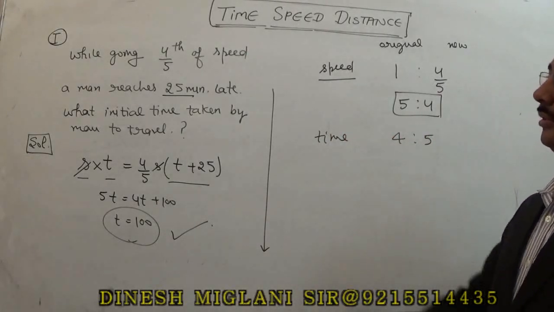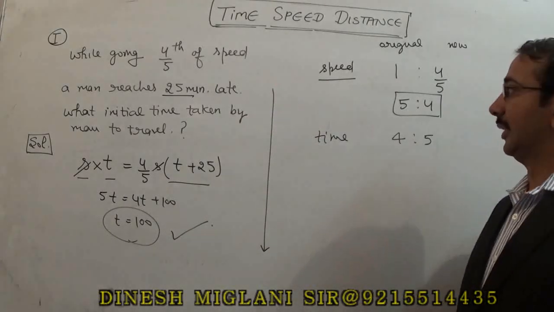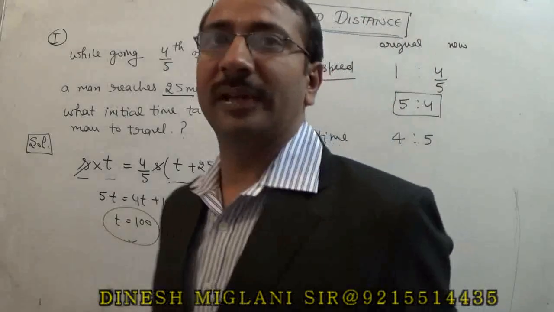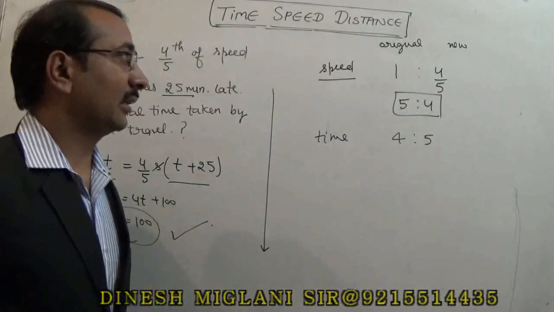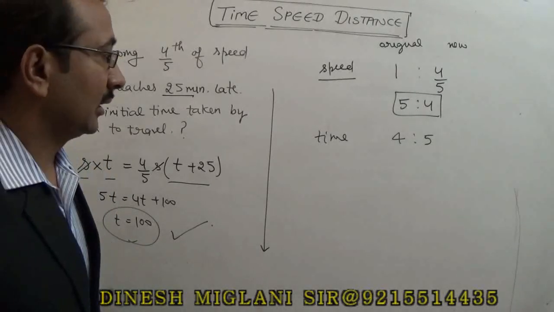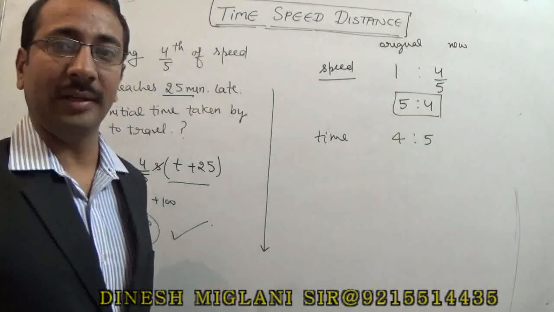What I have stated, while going at 4 by 5th of the speed, it means if I say initial speed is 1, after changing the speed it becomes 4 by 5. I can say the ratio of the speed will be 5:4. Now after this, if speed ratio is 5:4, then ratio of the time is 4:5.